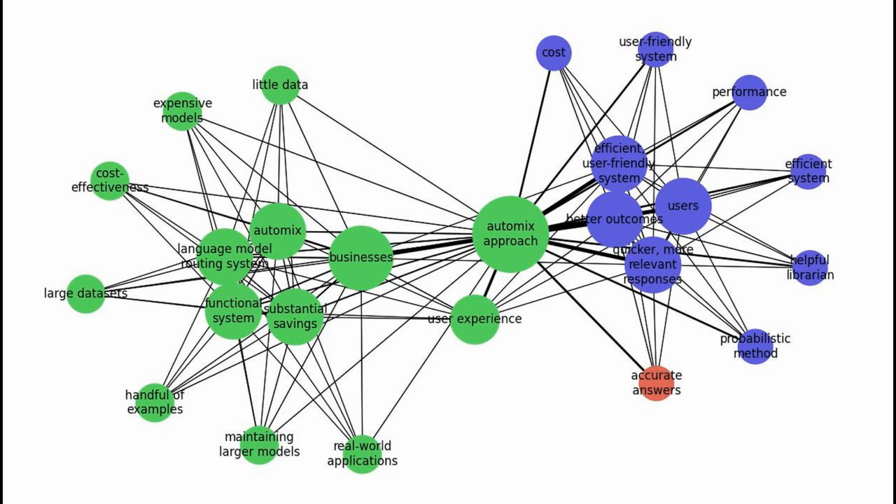The AutoMix approach can enhance the quality of interactions. By using a probabilistic method to evaluate responses, it ensures that users receive more accurate answers. It's like having a helpful librarian who not only finds books, but also knows which ones are most likely to have the information you need based on past experiences. This leads to quicker, more relevant responses, making users feel understood and valued. So overall, the AutoMix approach can create a more efficient, user-friendly system that balances performance and cost, leading to better outcomes for both businesses and their users.